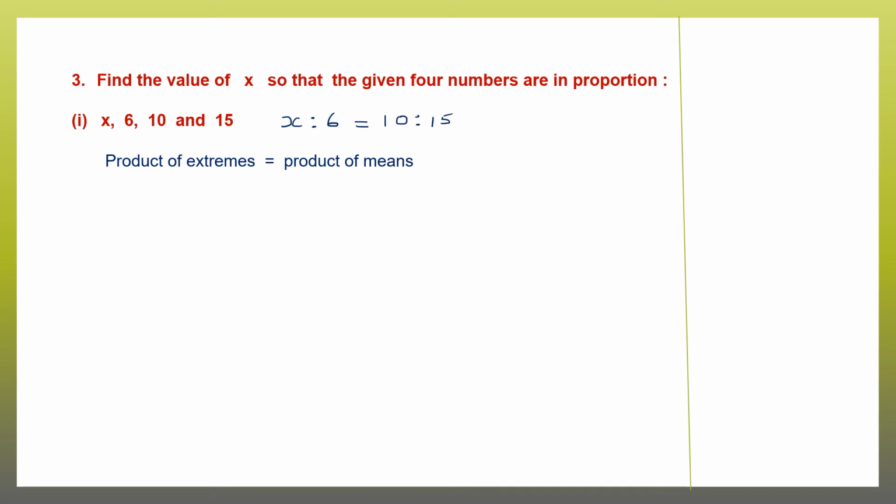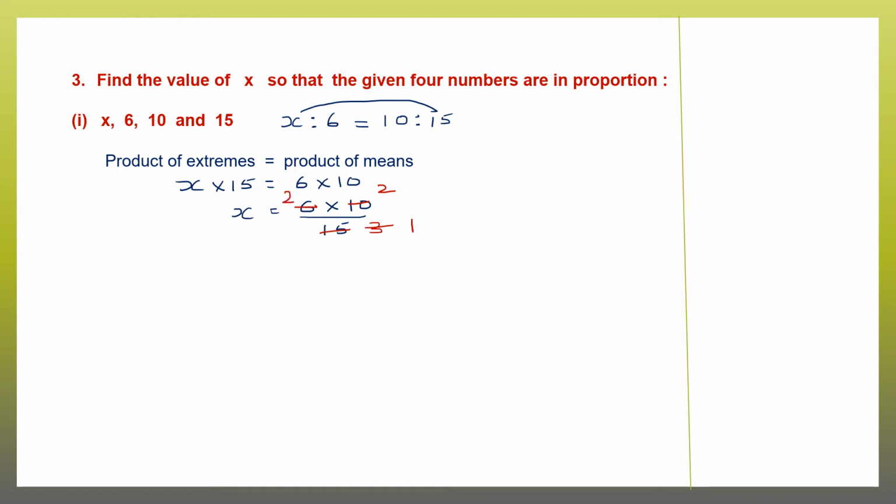Product of extremes will be x and 15. X into 15 equals product of means, that is 6 into 10. So we continue just like the previous sum. X is equal to 6 into 10 divided by 15. So cancel what you can. Let's cancel 10 and 15 by 5. 5 2s are 10. 5 3s are 15. I can cancel 3 and 6 by 3. 3 1s are 3. 3 2s are 6.